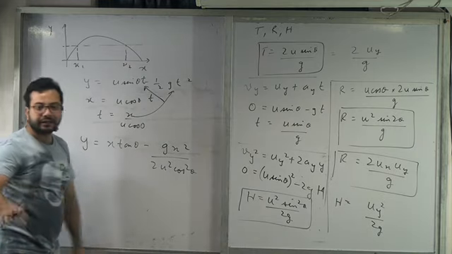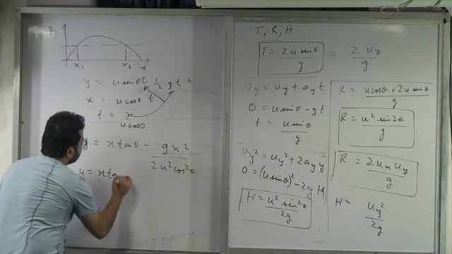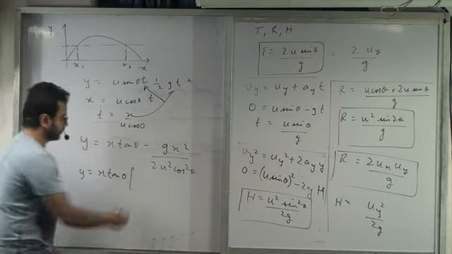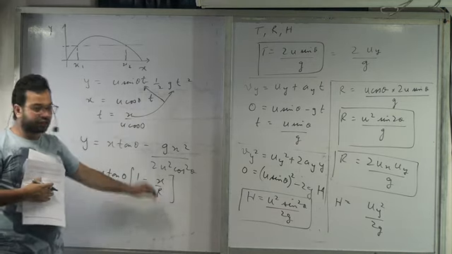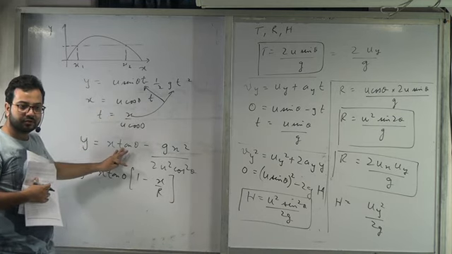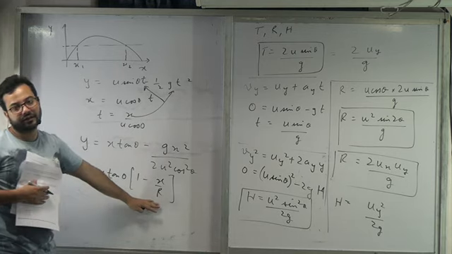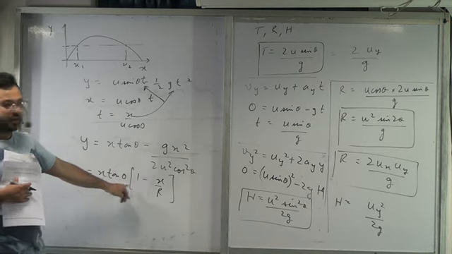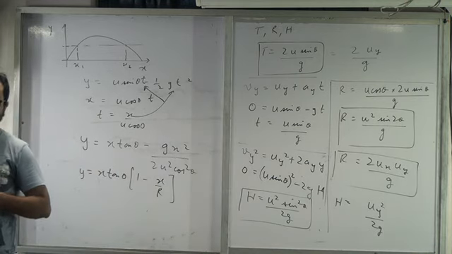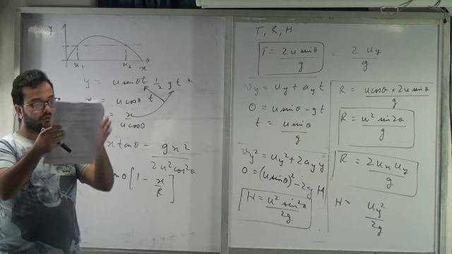Another way to write it down, and that will be very easy to remember, is y is equal to x tan theta. Take x common, and this will become 1 minus x upon R. R is the range. So you take x tan theta common, rearrange the terms, and it will come out like this. So this is very simple to remember. Y is equal to x tan theta into 1 minus x by R. Is that clear? Then quickly let's do a few questions.